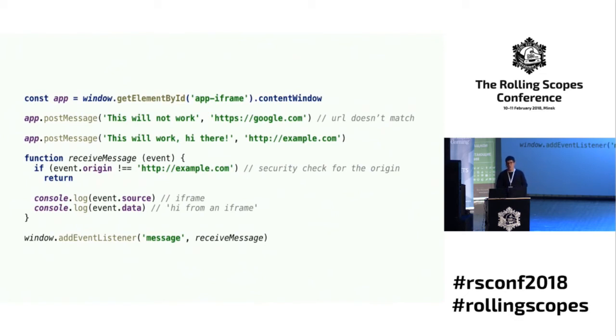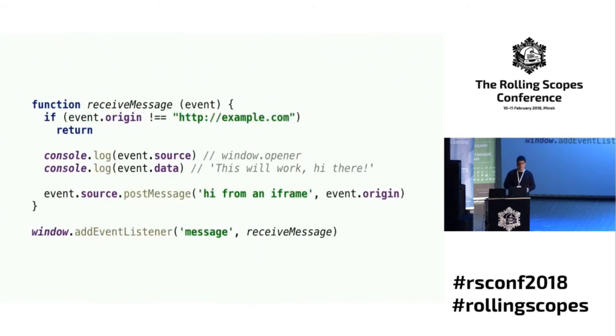We have the event listener for a message, and we have the receive message function. First, we need to check if the message is really coming from the iframe, from the correct origin. If not, then just stop execution of the function. And we're just logging the source, that's the iframe, and we're logging the data. So that's "hi from an iframe", a string that will be sent from the iframe.